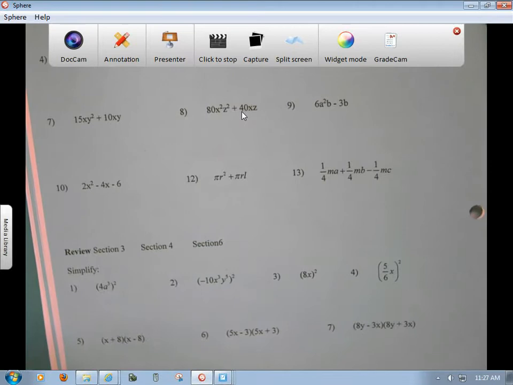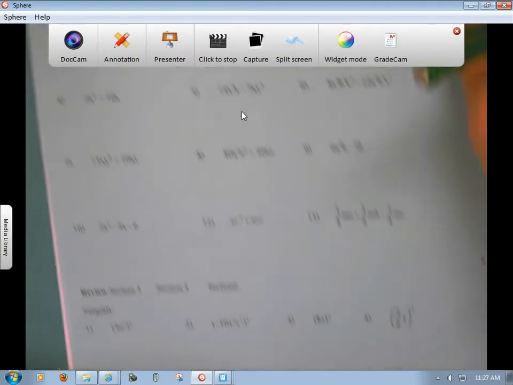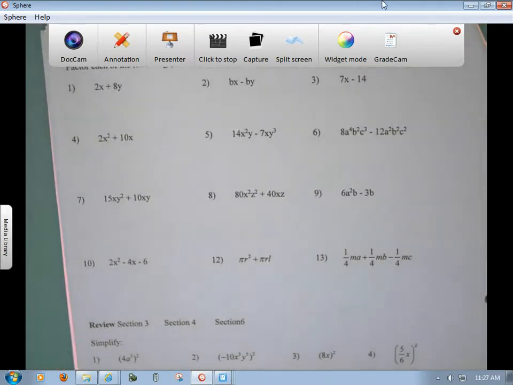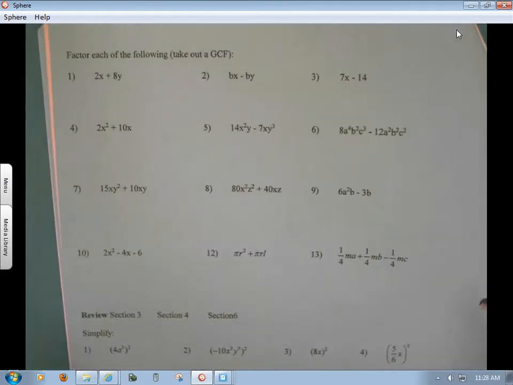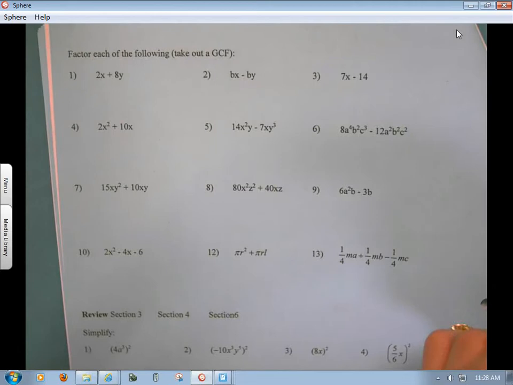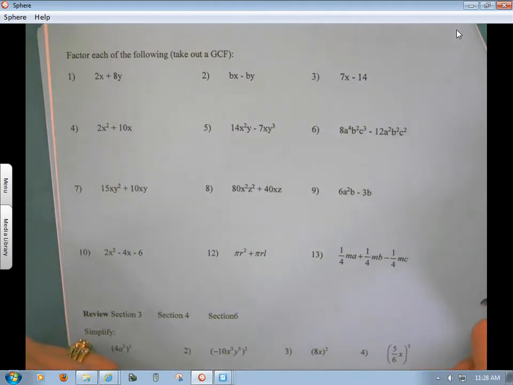For some of you it's blue, for some of you it's white. Either way, the math is still good. It says factor each of the following by taking out a GCF. We're going to learn a lot of different factoring: GCF, perfect square, trinomial factorization, the difference of two squares, and trinomial factorization where a is greater than 1, which we call slip and slide. So this is the beginning of factoring.